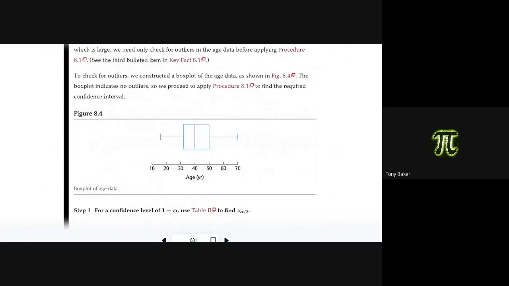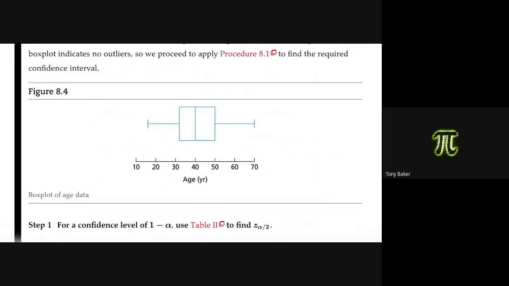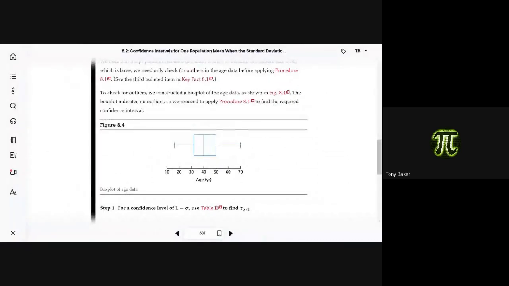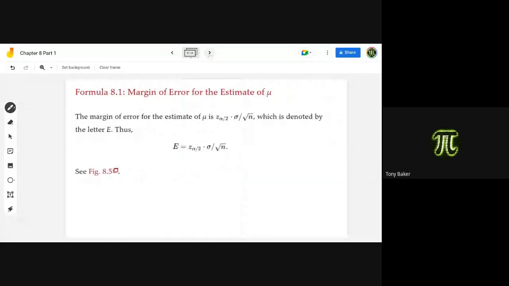And actually, they did a nice little chart. Remember, 1.5 times your interquartile range gives you your official outliers. Most of the time, you can look and pick them out. You don't necessarily have to do a box and whisker plot, though if you're using a computer, it makes your life a lot easier. All right, so it meets the criteria.